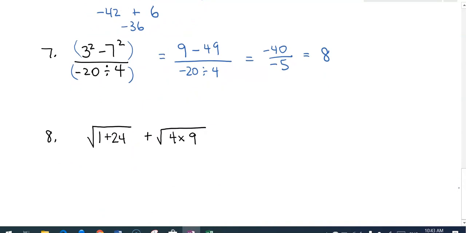And like we were saying earlier, when you have a square root, we have to make sure we evaluate everything underneath. It's like there's hidden brackets there as well. We have to do all of that before we do the root sign. So we can't just say it's the square root of 1 plus the square root of 24. That is not true. We have to evaluate first. So we get the square root of 25 plus the square root of 4 times 9 is 36. Well, the square root of 25 is 5. And the square root of 36 is 6, and then we could add it together and get 11.